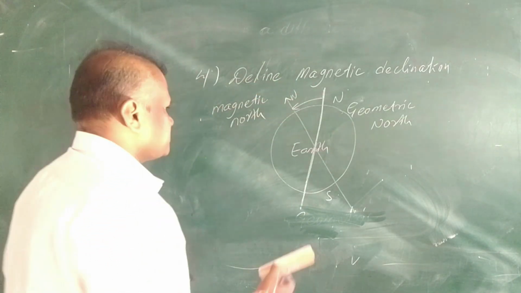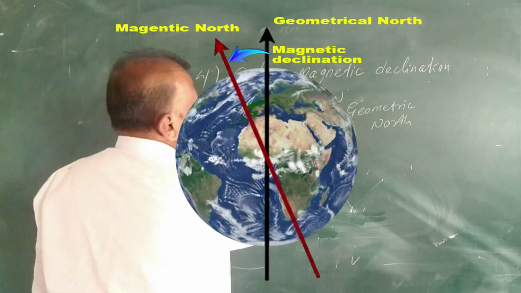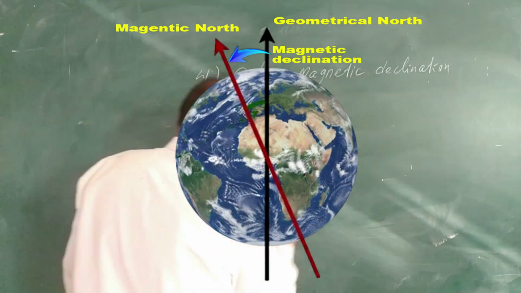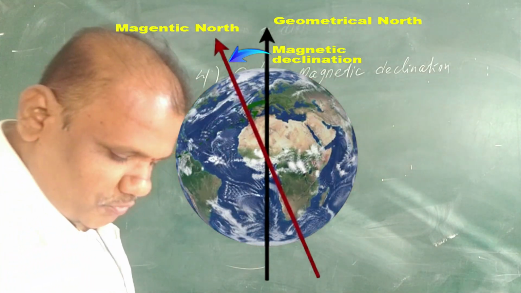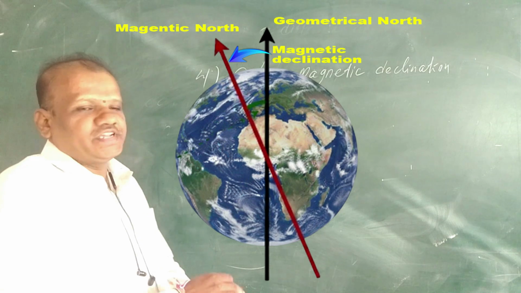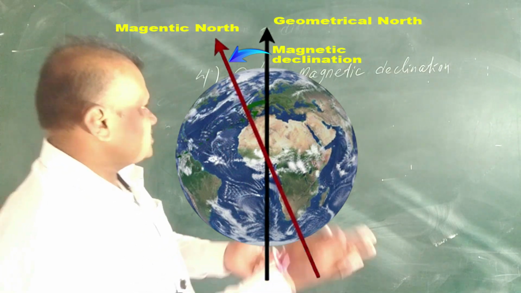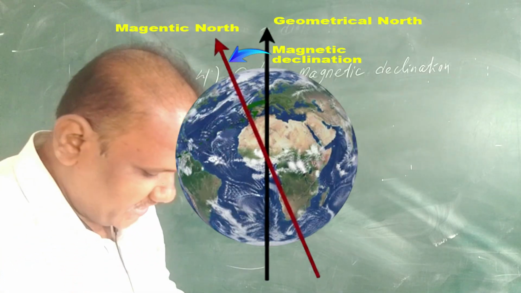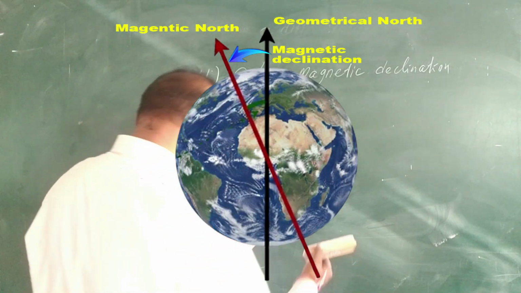You can see this image on the screen. The red color indicates the geometric north pole, while the black color indicates the magnetic north pole. The deviation between these two is called magnetic declination. So that is question number 4.